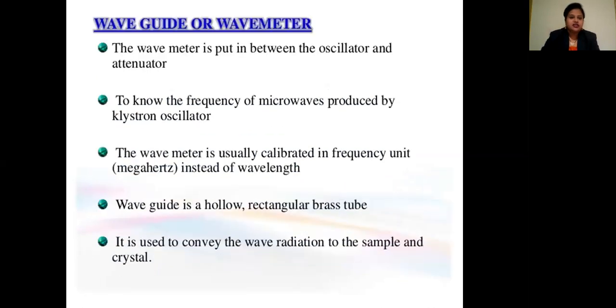Next part is the waveguide. It is also known as wave meter. The wave meter is put in between the oscillator and attenuator to know the frequency of microwaves produced by klystron oscillator. The wave meter is usually calibrated in frequency unit megahertz instead of wavelength. Waveguide is hollow rectangular brass tube. It is used to convey the wave radiation to the sample and crystal.